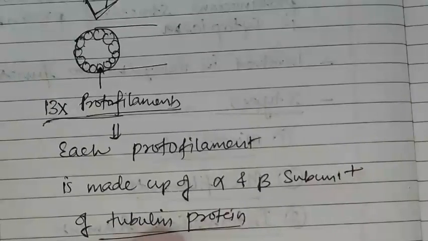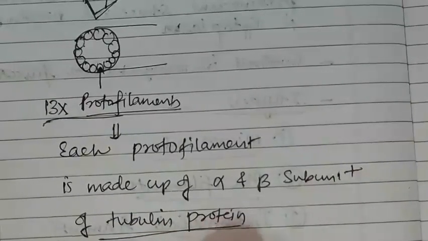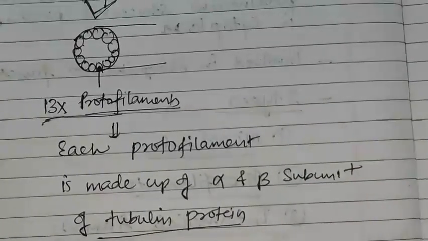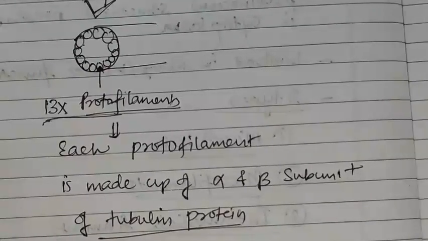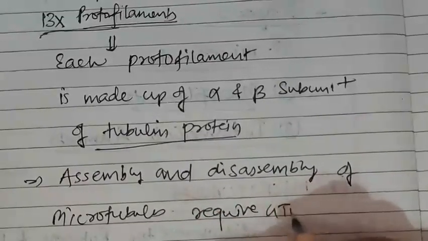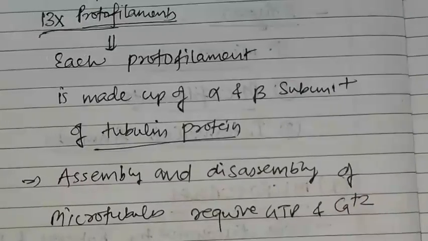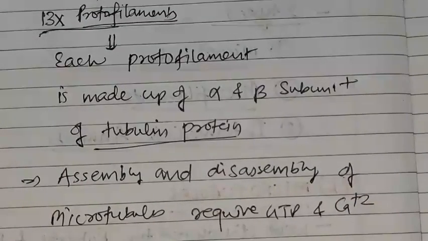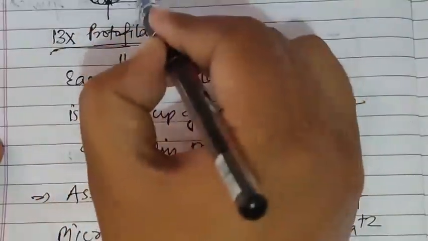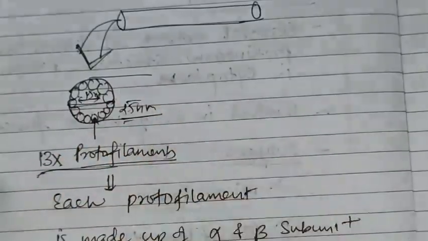Now the assembly and disassembly of these microtubules require GTP and calcium. Okay, they require GTP and calcium. So this is the structure of microtubule. They have a central hollow core of 15 nanometer, and the complete diameter is 25 nanometer. You should remember this diameter, that the complete diameter is 25 nanometer and the hollow core is of 15 nanometer.